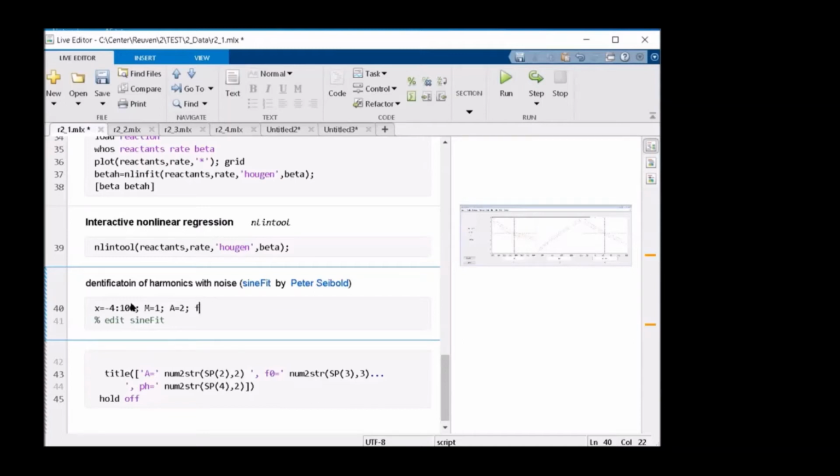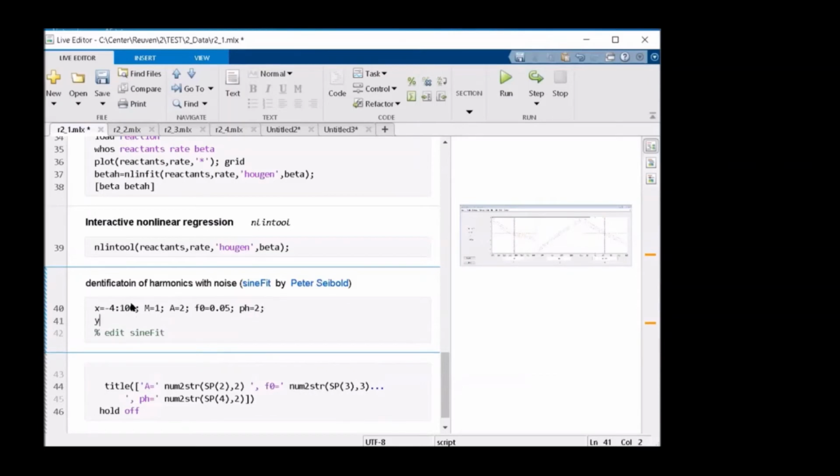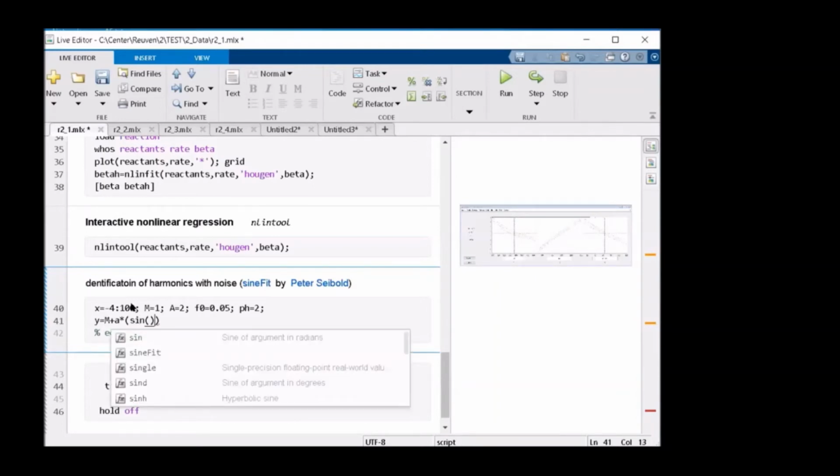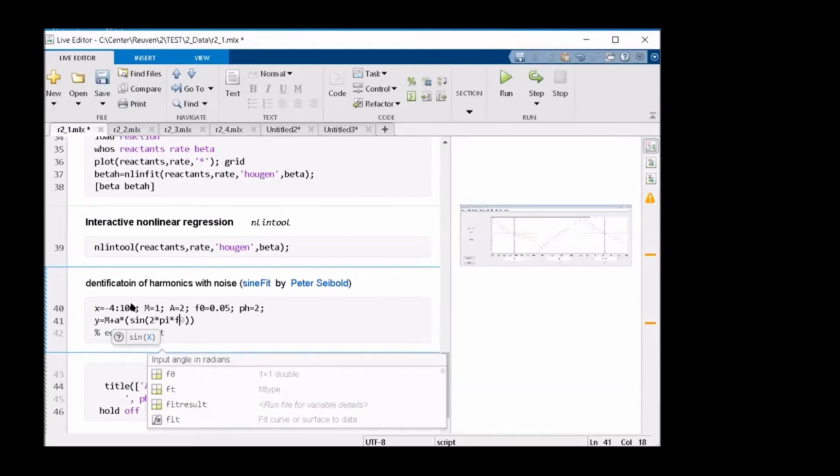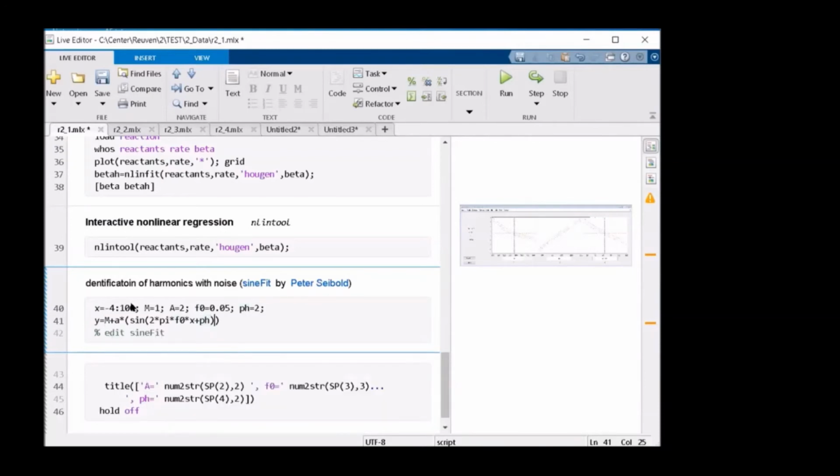For the sine wave, we should have a frequency. It should be 0.5, or maybe, I don't remember, maybe 5. Okay, we will see it. And the phase value, let's say 2 radians. This is our phase. Now our sine wave should be the mean value plus amplitude multiplied by sine. Inside the sine, we should have 2 multiplied by pi, multiplied by our frequency, multiplied by argument, plus our phase.